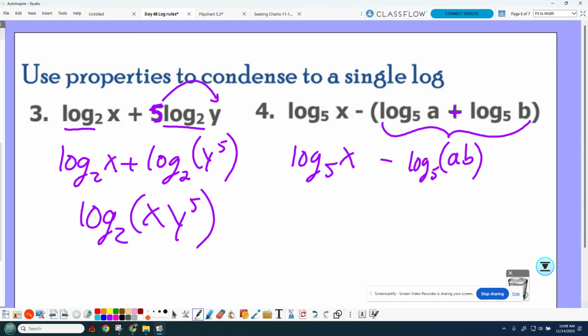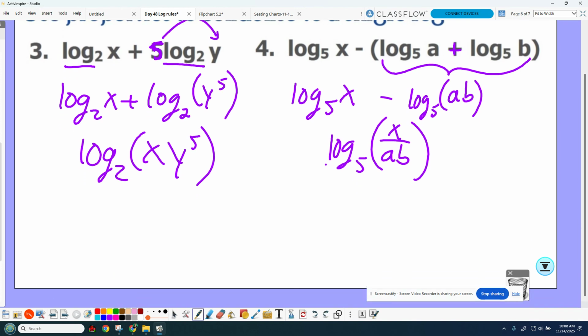So Ally, now I have log, and a subtraction. What does it become? Log base 5 of x divided by AB. Yeah? Arden, question? Or you just can't see because people are in the way?